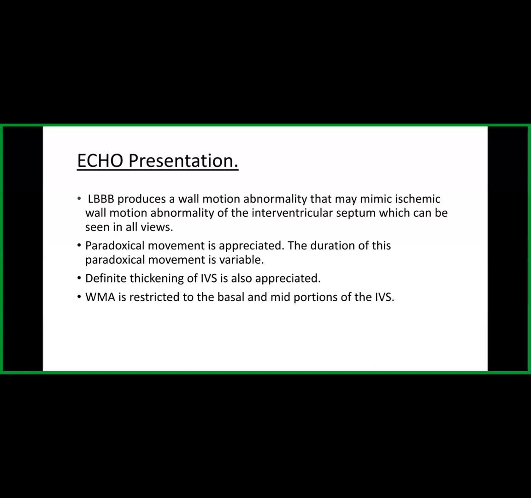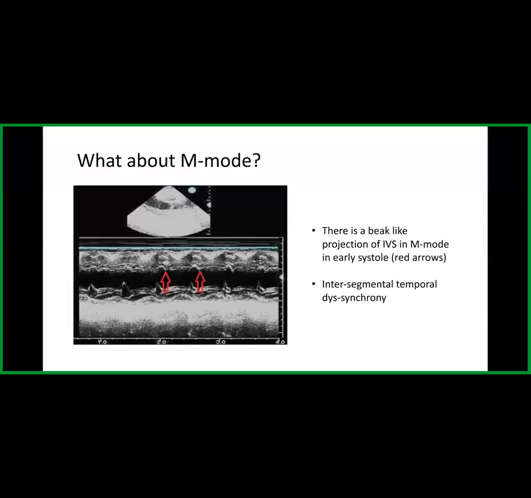So in left bundle branch block cases, this paradoxical movement will appear as a transient small jerk movement, while in other cases it will be completely dyskinetic. But the most crucial factor for determining whether the septum is viable or not will be the thickness of the wall. And this thickness will also disqualify a septum that is functional but still akinetic. So what exactly do I mean when I say this?